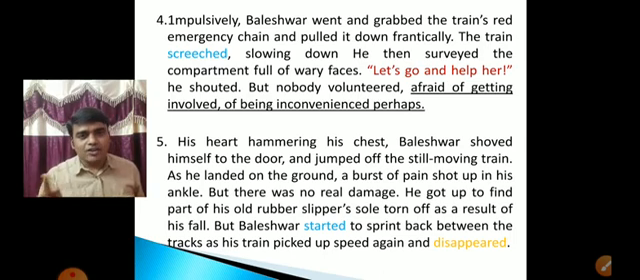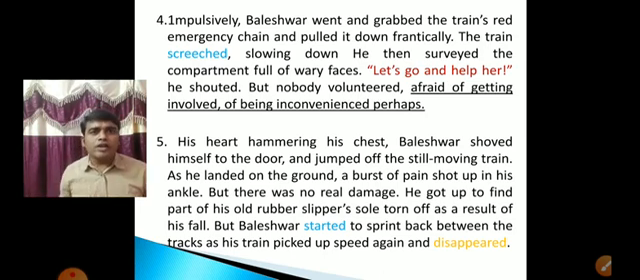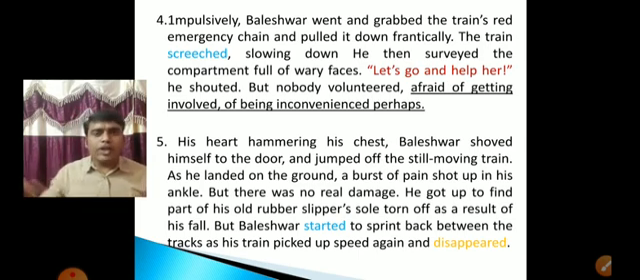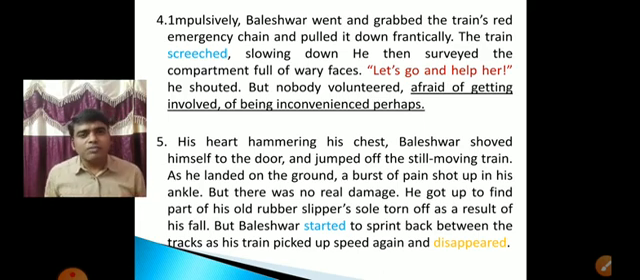See, children, I have told you all the red lines are very important from the exam point of view. See, "Let's go and help her," he shouted. But nobody volunteered. Though he shouted to help that lady, though he requested the people who were in the compartment to help the girl, nobody came forward to help him.